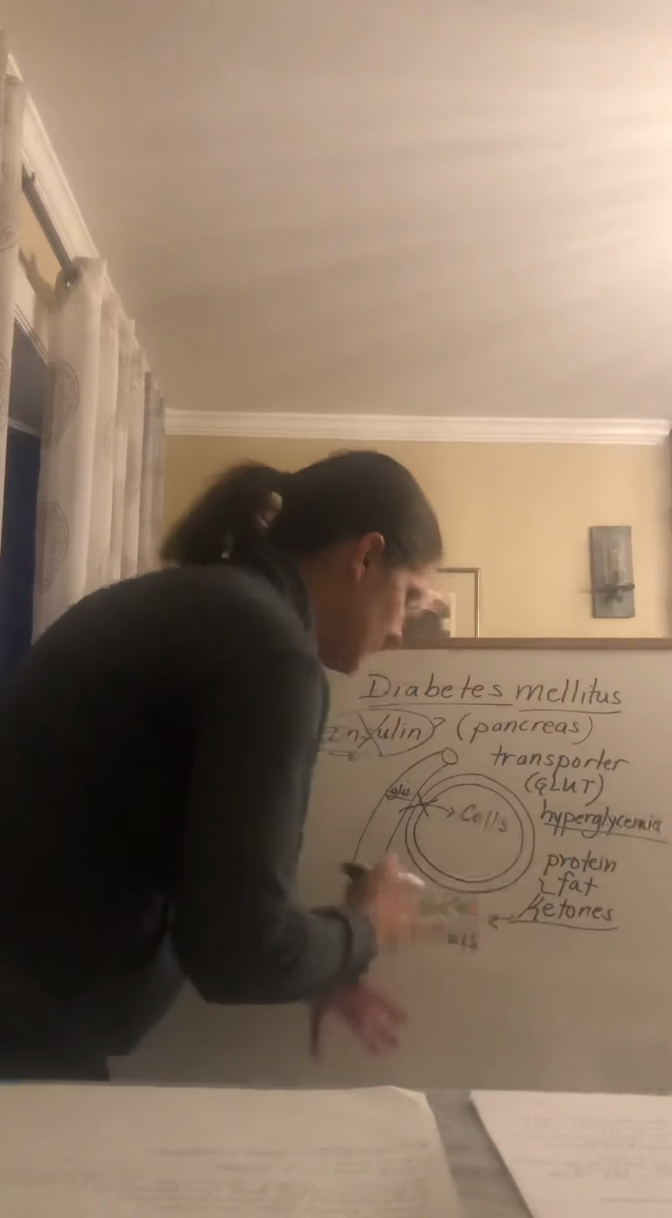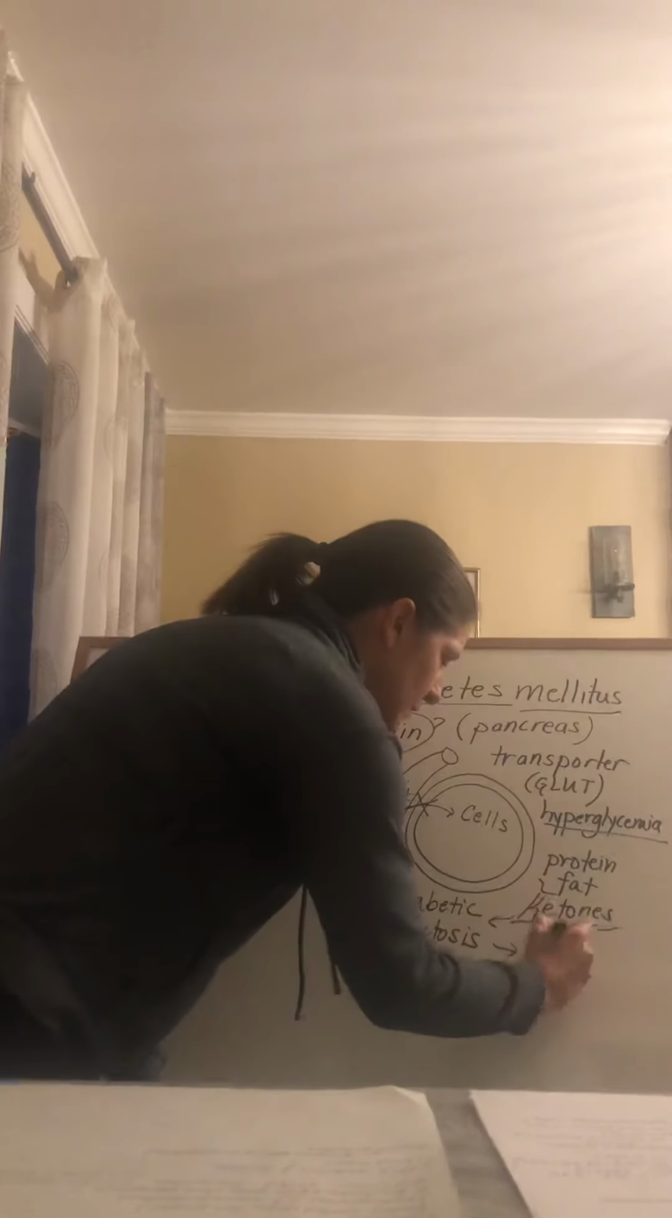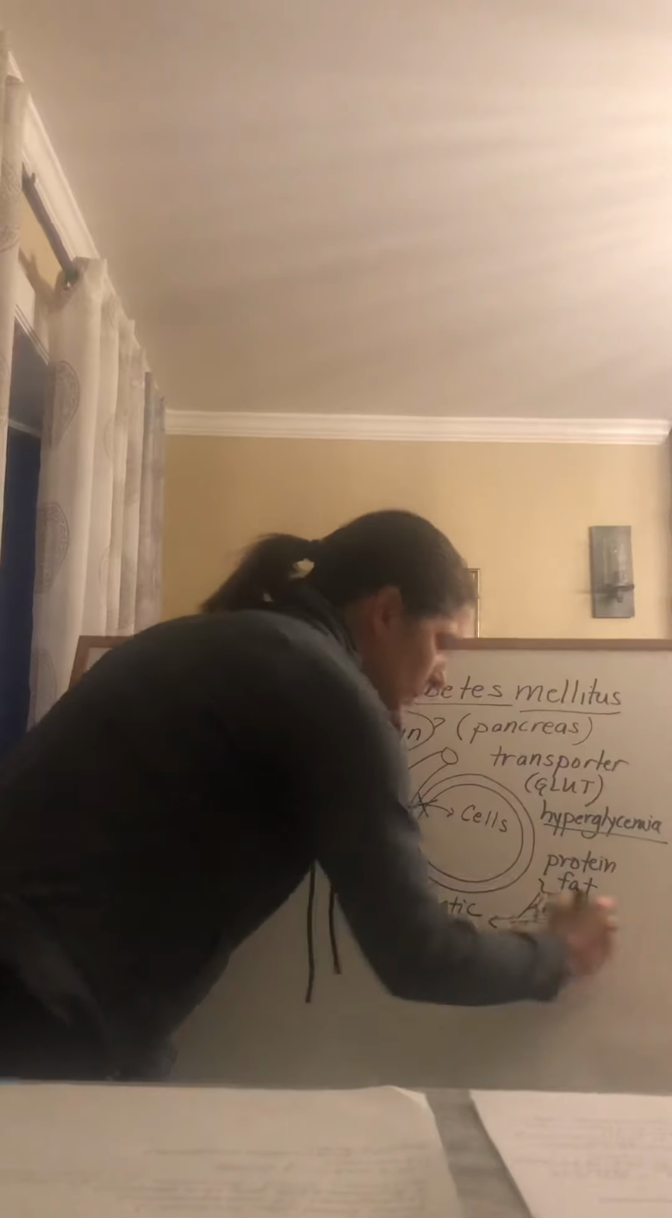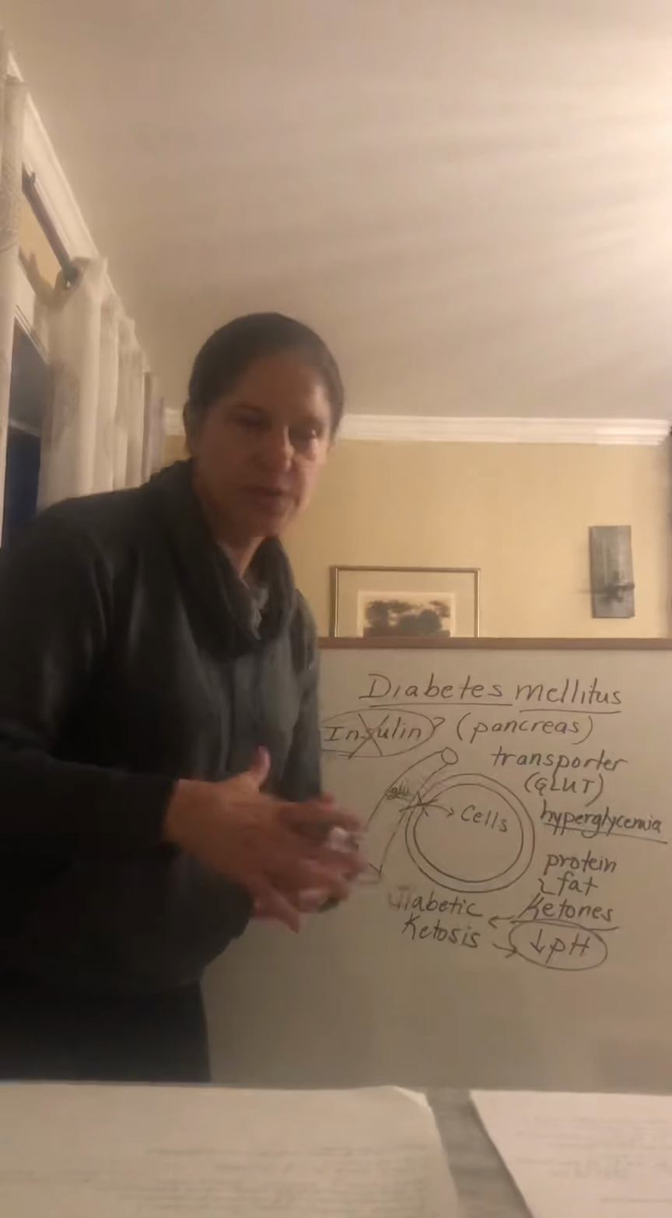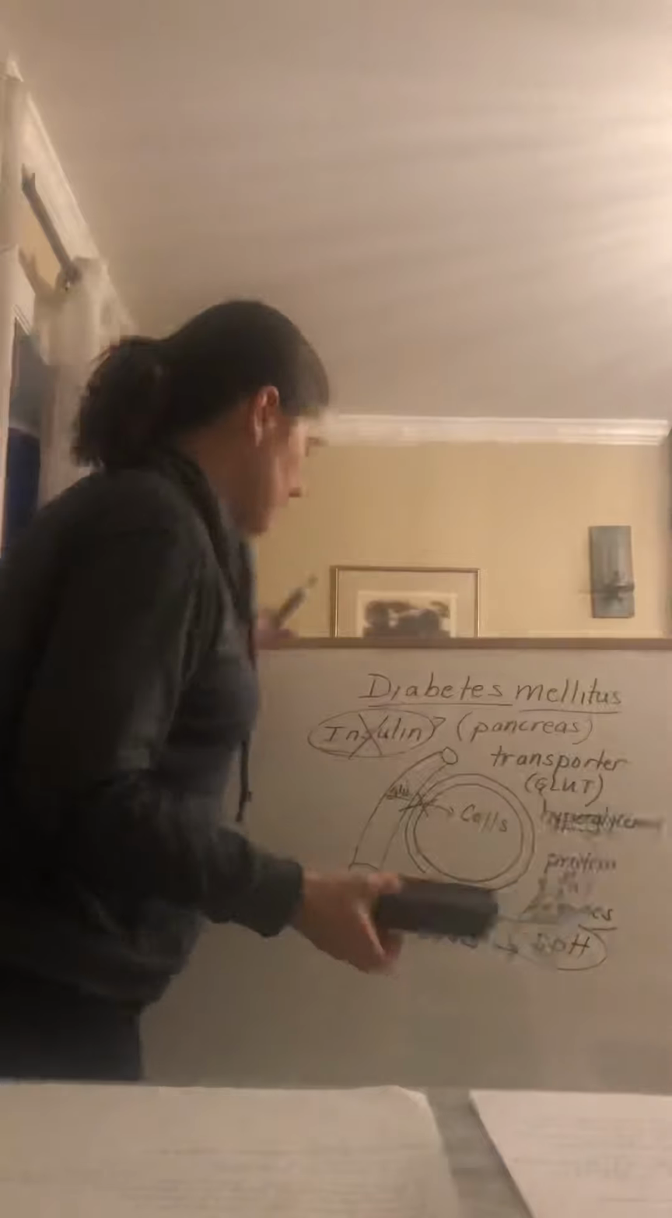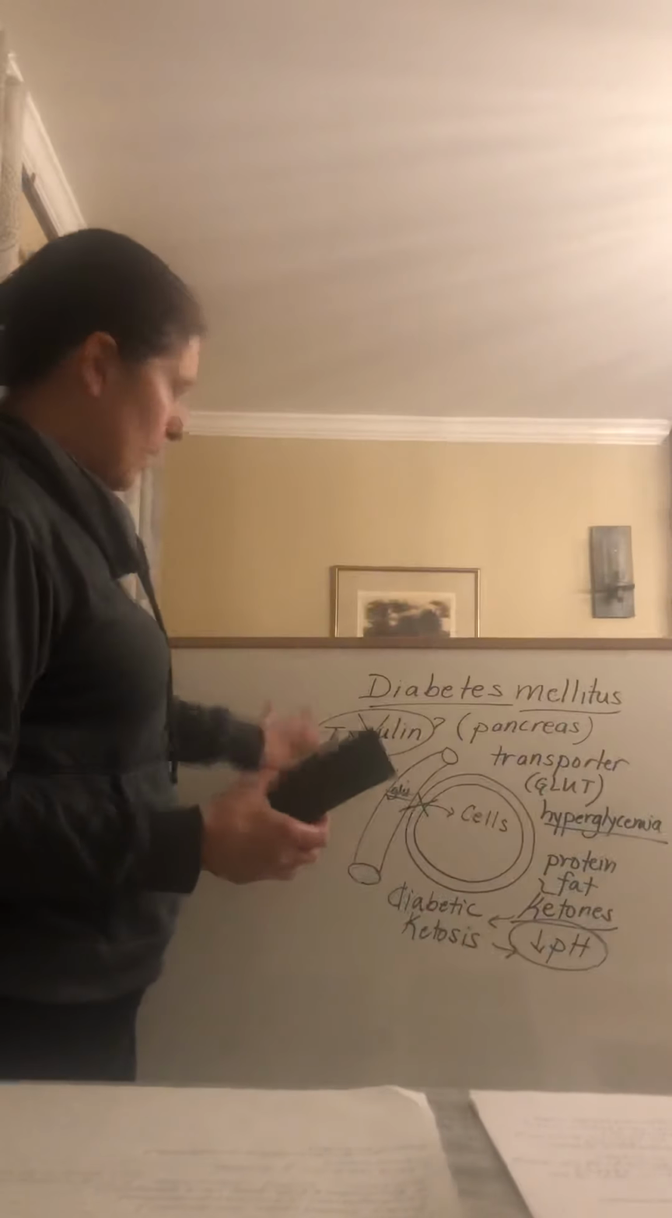And one of the outcomes of that is that you'll have a decrease in blood pH. Your blood becomes increasingly more acidic, which is dangerous, needs to be addressed. Okay, so now that we understand why insulin is important, let's talk about the different types of diabetes.